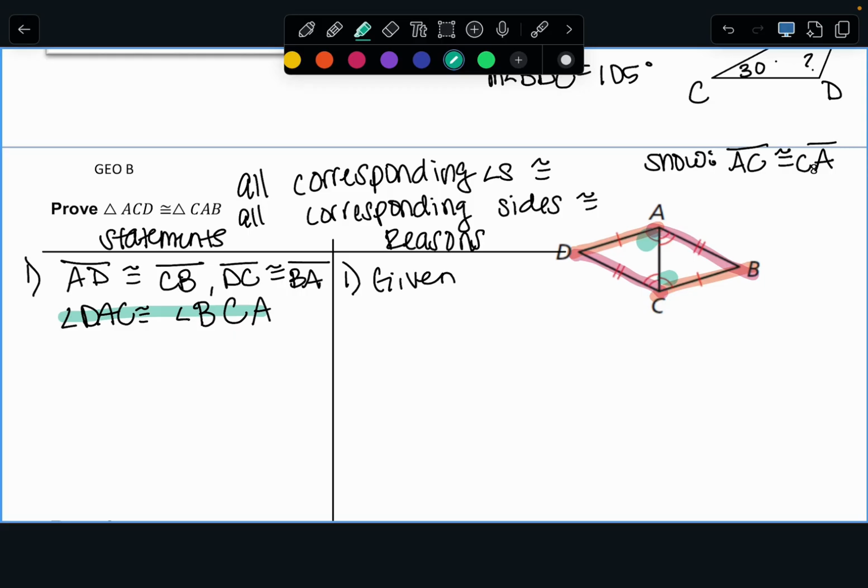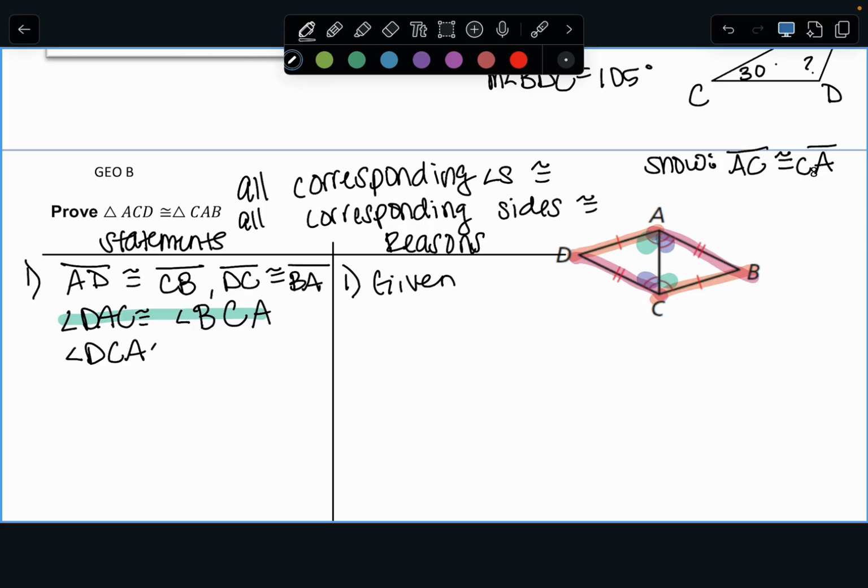Last thing I know is my other angle. This one and this one. So angle DCA is congruent to, what would it match with? What's my other angle? What goes with D? B. What goes with C? What goes with A? So BAC. And if you trace it out, BAC, that's my blue one.